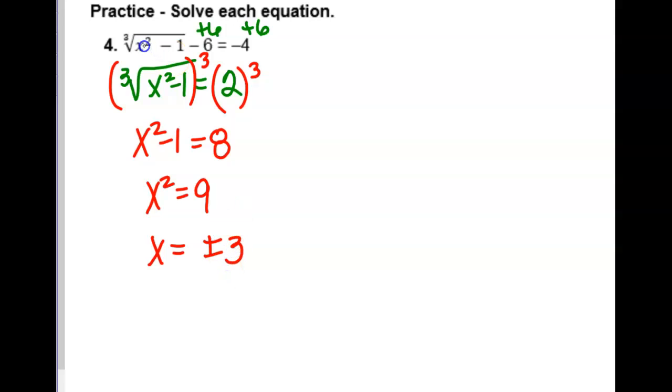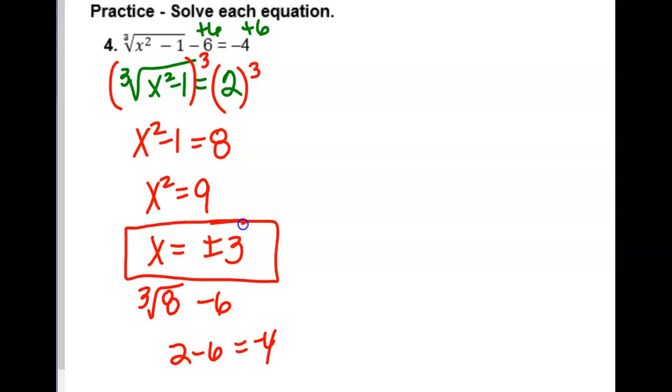Well, what's the first thing to checking them you do? Square them, so you'd get 9. Minus 1 is 8. The cubed root of 8 is 2 minus 6 is negative 4, right? Because you square them first, it could have been negative or positive. 1 down.